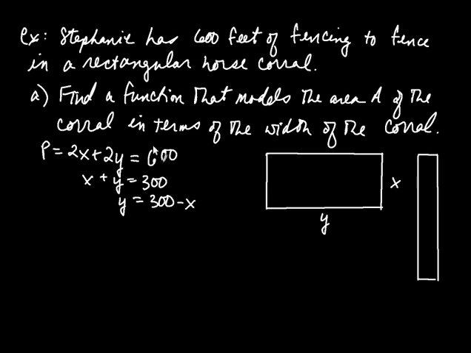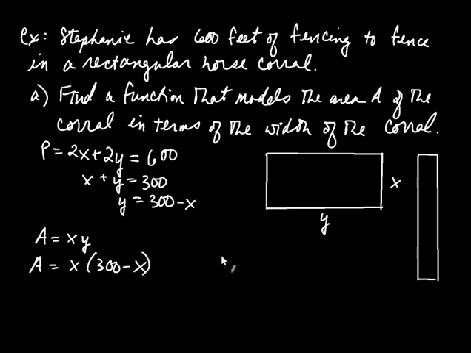Now, we're after the area, right? So what's the area of the rectangle? Well, it's simply the width times the length. So the area is x times y. Now we want that in terms of x. So we're going to replace the y with the 300 minus x. So the area is equal to x times 300 take away x.